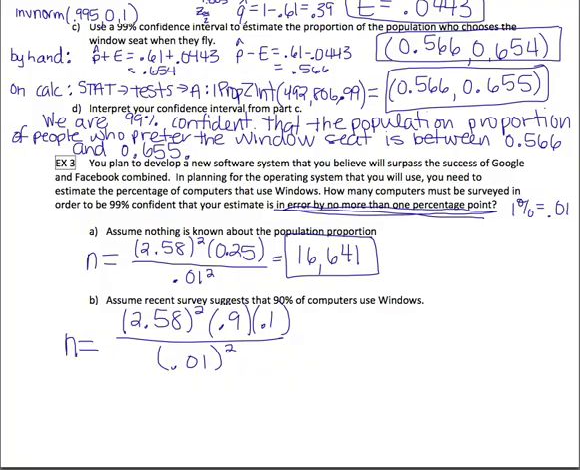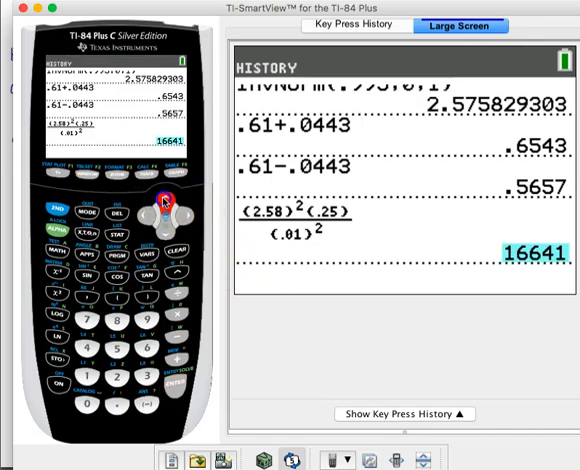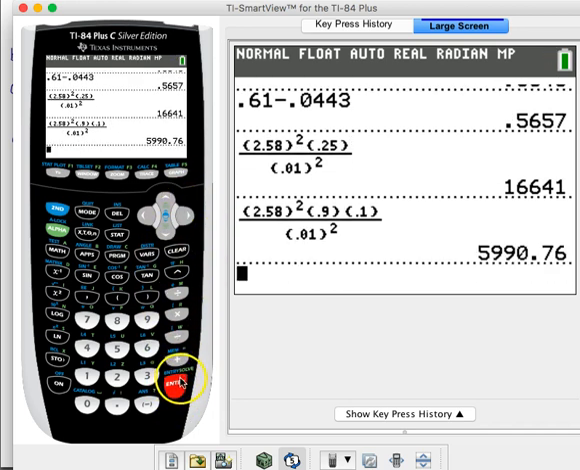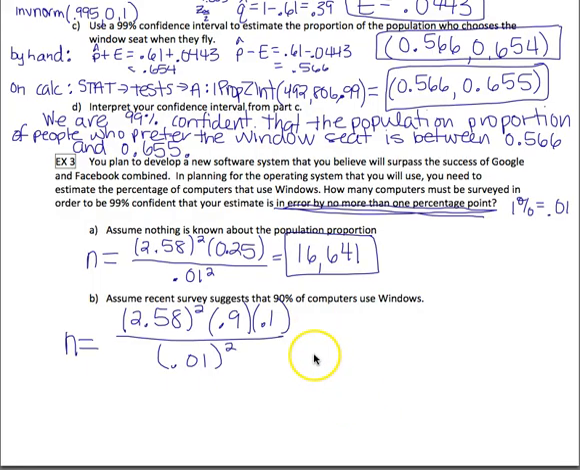So if I go back to the calculator then, I'm just going to go up and copy this and then change the top. There we go. 0.9 times 0.1. And everything else should be the same. So then once you've got that all typed in, press enter, and this time we get a decimal. So 5,990.76.